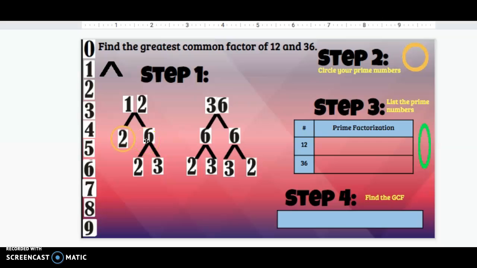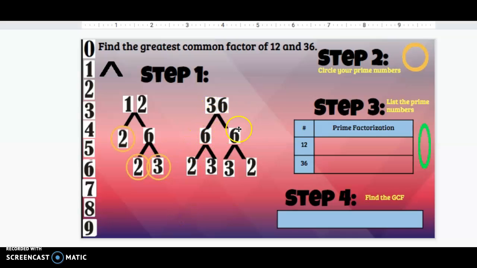So now I break down the 6. 2 times 3 gives me 6. So I'm circling my 2, and I'm going to circle my 3. The reason I'm circling them is because they are both prime numbers, and I'm making them apples because I'm not breaking them down anymore. So now I have to break down 36.